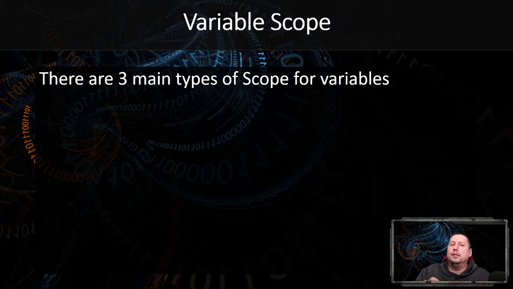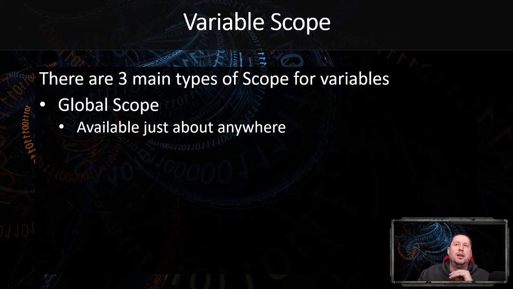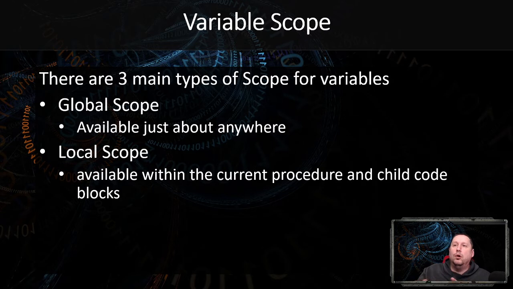So the last concept I want to cover is the concept of variable scope. There are three main types of scope for variables. Global scope, where the values of those variables are available just about anywhere. Local scope, where the values are available in the current procedure and the child code blocks. So if you define a variable within a function, it's only available within that function and any child command blocks within that.